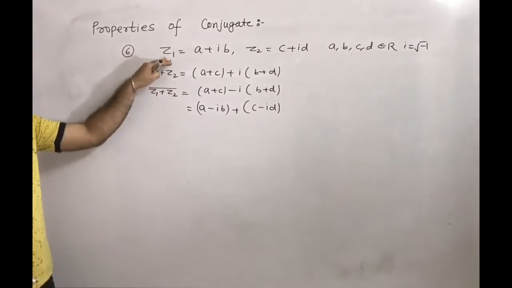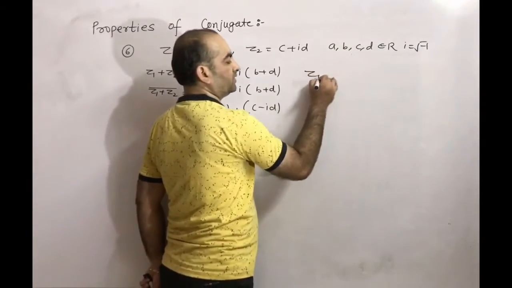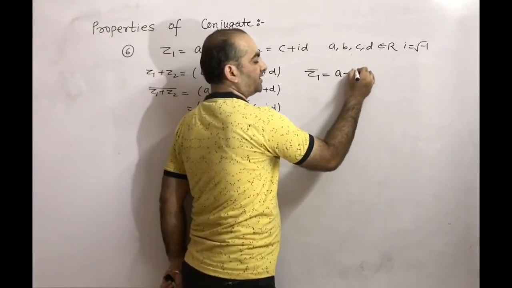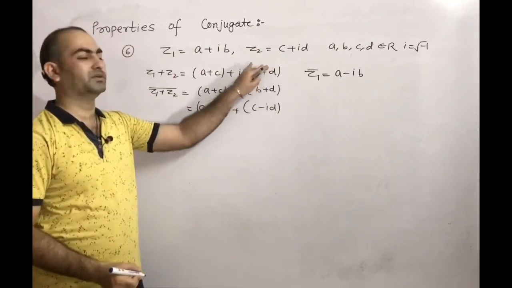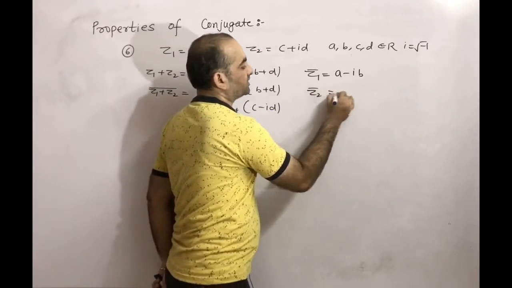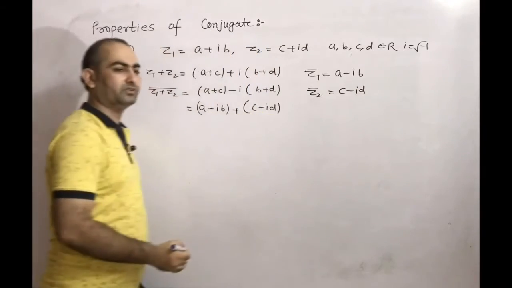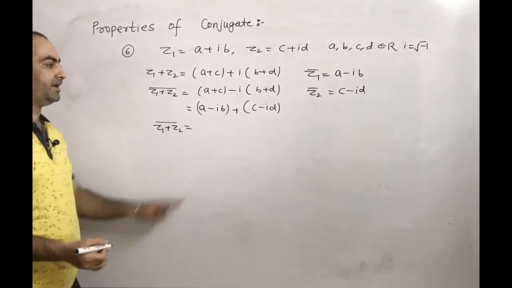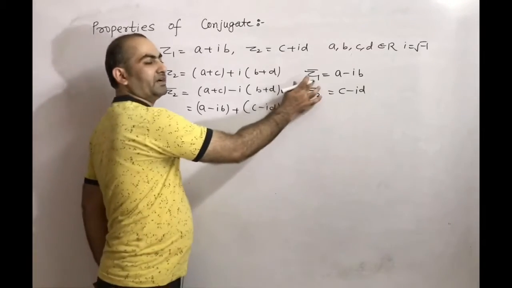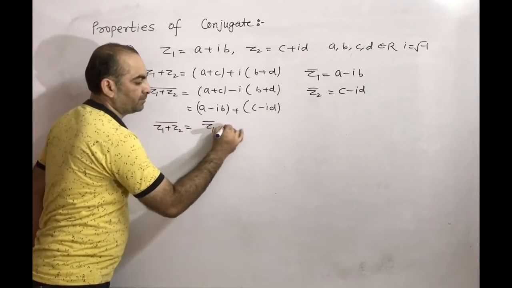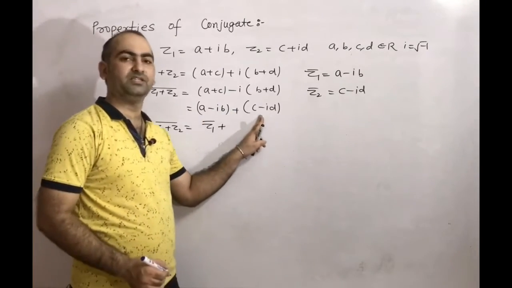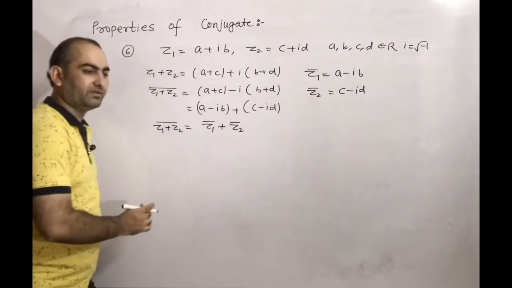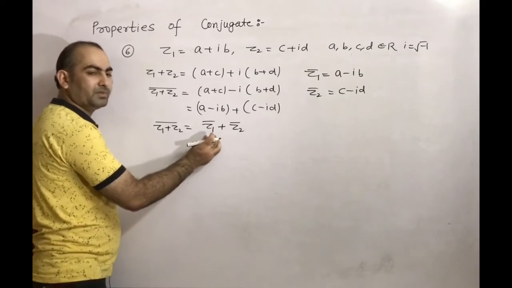See, this one is z1. Now if you find z1 bar, z1 bar is a minus iota b. Similarly, if you take z2 bar, z2 bar is c minus iota d. Okay, so z1 plus z2 bar: a minus iota b we can write as z1 bar, plus c minus iota d, which we can write as z2 bar. So z1 plus z2 whole bar we can write as z1 bar plus z2 bar.